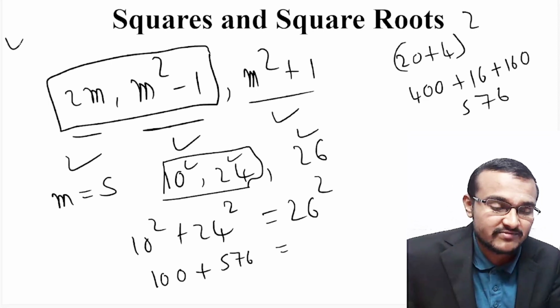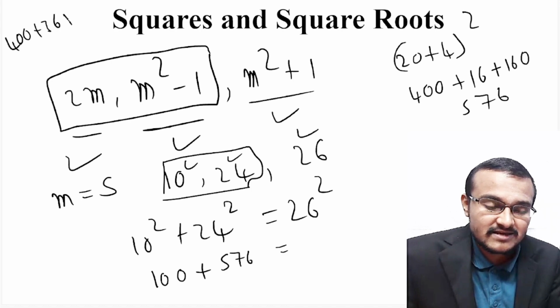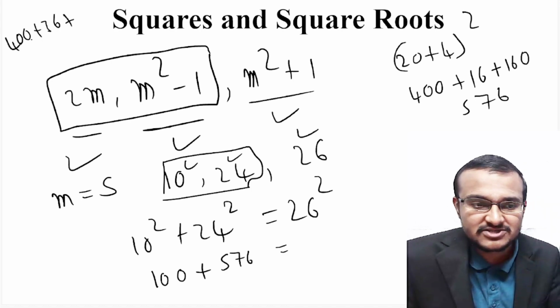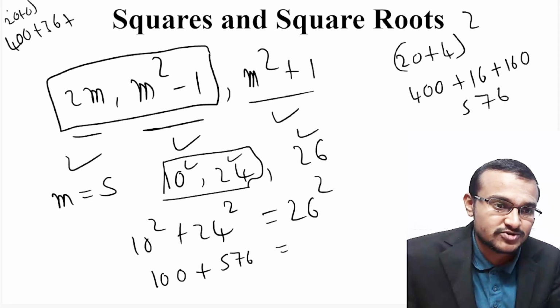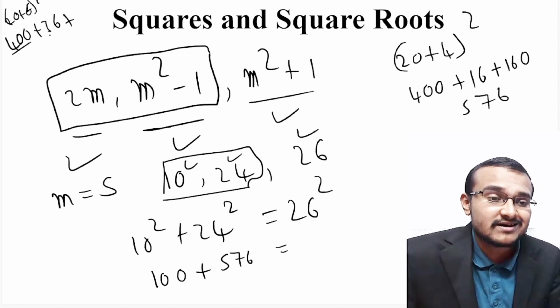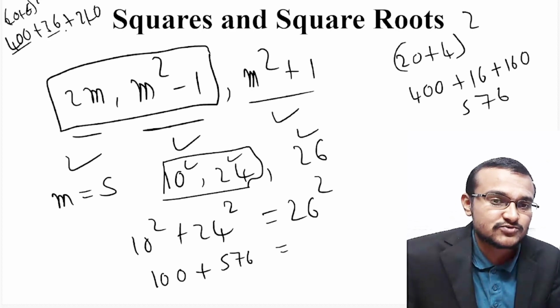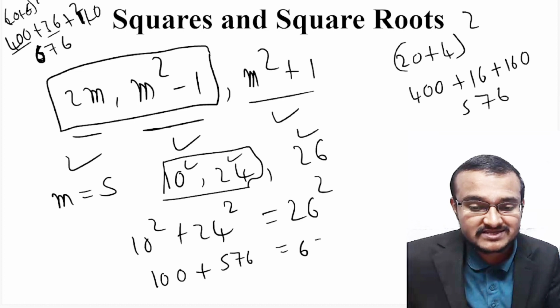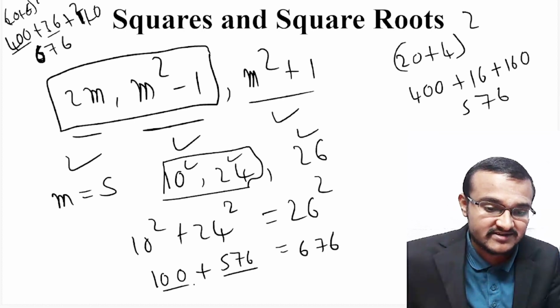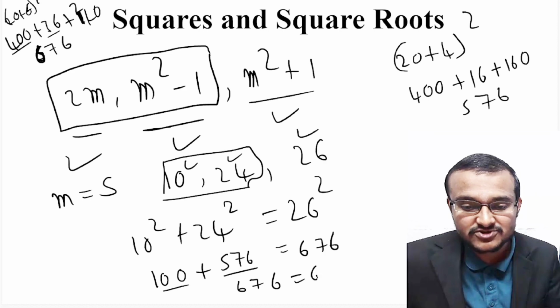Similarly for 26 square, it is a plus b whole square. I am just doing it as 20 plus 6 whole square. So 20 plus 6 whole square will be equal to 20 square, that is 400, plus b square, that is 6 square, which is 36, plus 2ab, 2 into 20 into 6. 6 2s are 12, so 120 into 2 will be 240. So 400 plus 240 will be 640, and 640 plus 36 will be 676. So the answer for 26 square is 676. Now if you add 576 and 100, it will be 676, which is equal to 676.